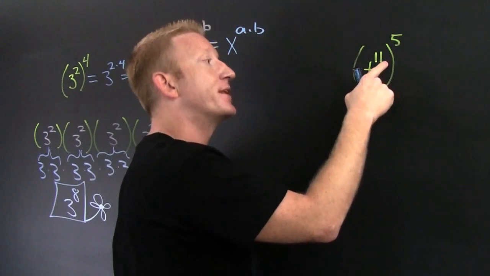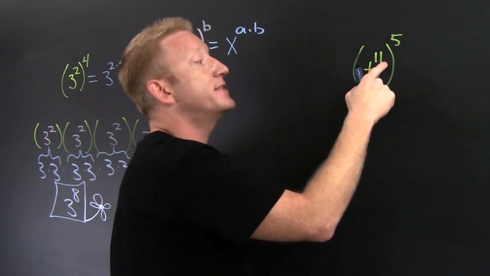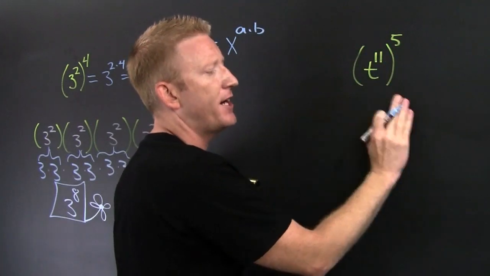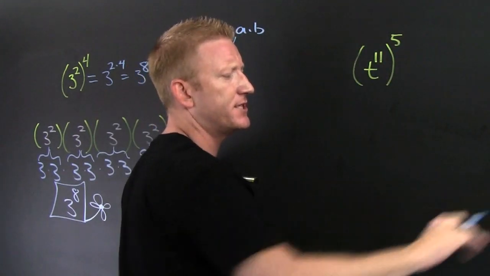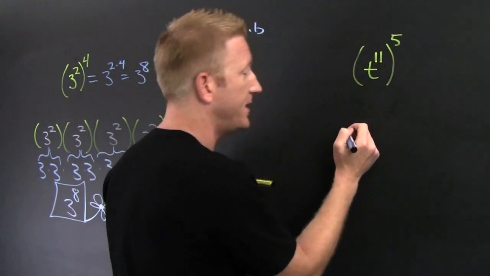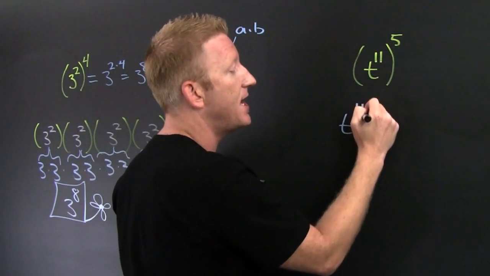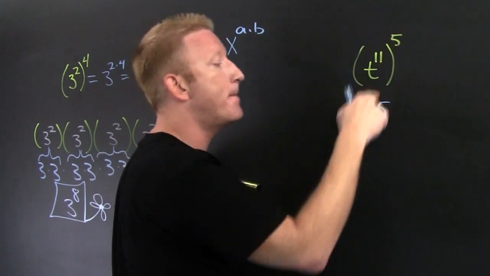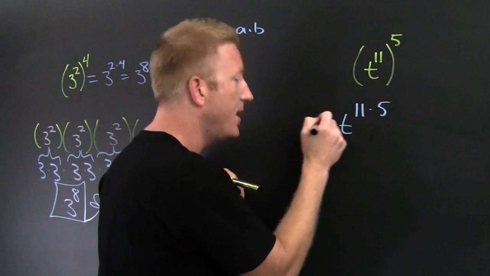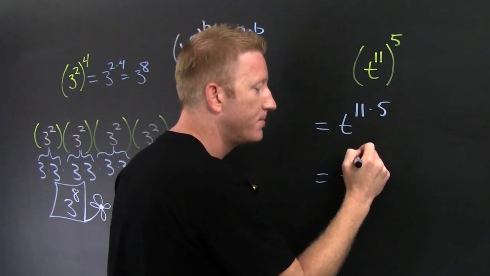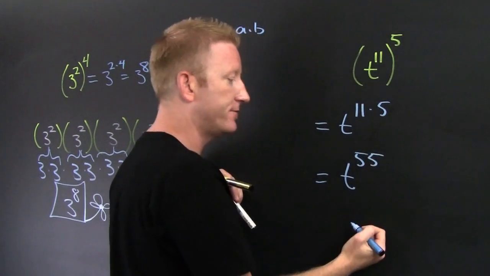Here I have t to the 11th to the 5th power. We can certainly write it out like that. Expand each one of those t's 11 times, and that would be a lot of work. But here, we have t to the 11 times 5. Why? Because if I have a power raised to a power, I multiply. And then we'll see that this is going to be t to the 55.